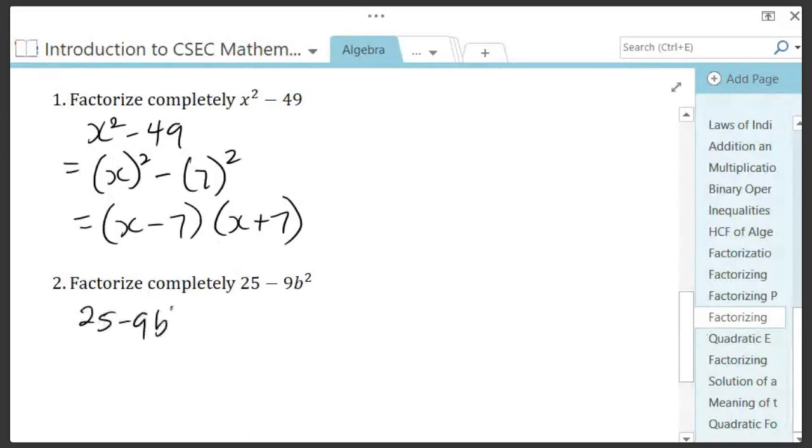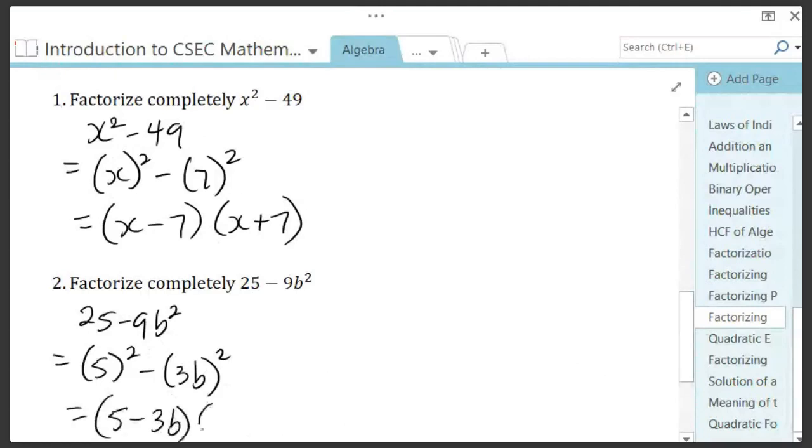Okay, so the square root of 25 here is 5, squared. The square root of 9 here is 3. Square root of b squared is b, and we are all squaring this. Now we will write the conjugate with the terms inside of the brackets. So this is 5 minus 3b multiplied here by 5 plus 3b.